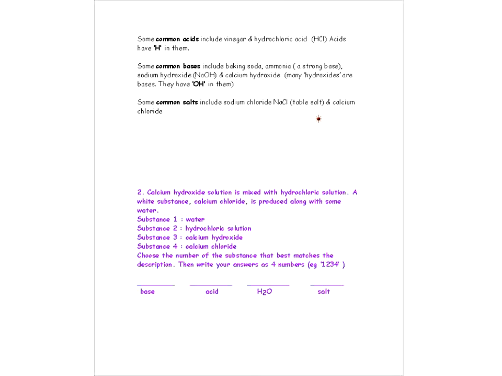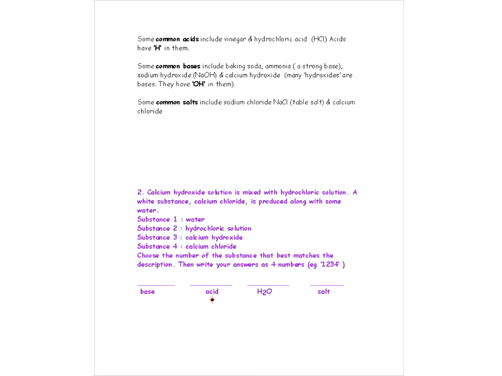Alright, so we have a question here where we need to match a definition for these different substances with the name of it. So think about a base. What did bases always have in them? Remember, they always had an OH, which is called hydroxide. So the answer we would put here would be substance 3, calcium hydroxide.